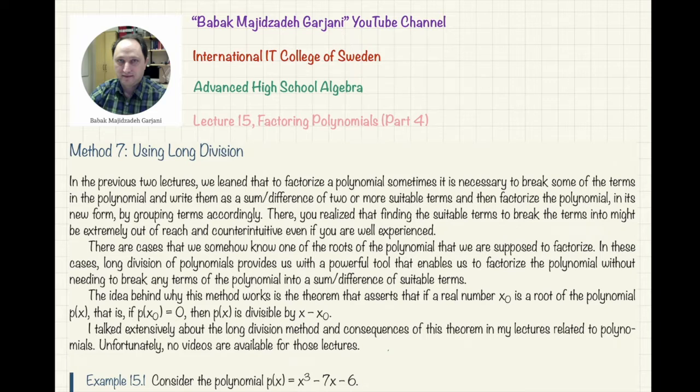On the other hand, there are some cases where somehow we have access to at least one root of the polynomial that we are supposed to factorize. In these types of problems, long division of polynomials will come and help us. And you will see that we really don't need to be very observant or very smart to be able to guess those suitable terms that we want to break the terms of the polynomial into.